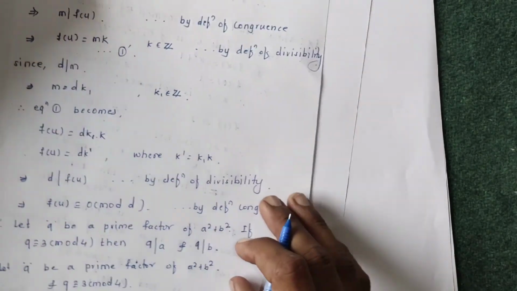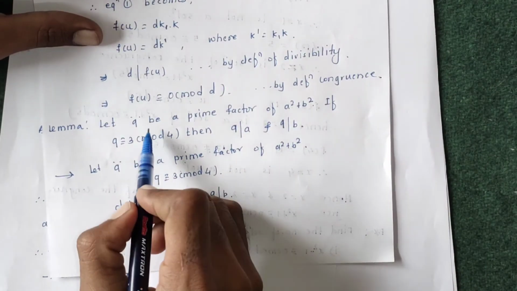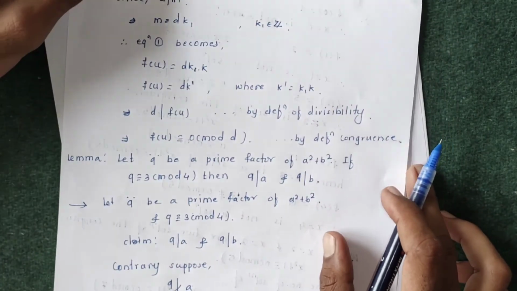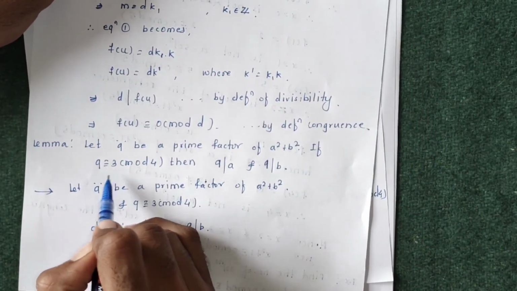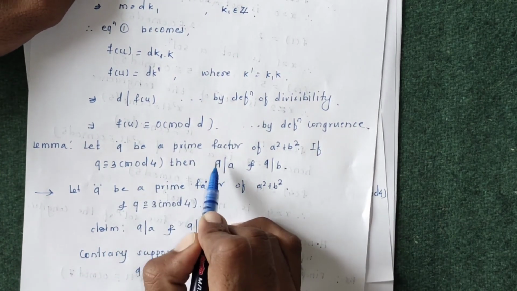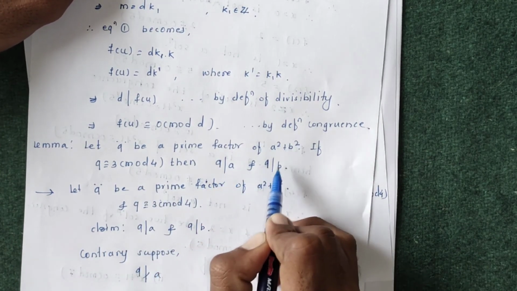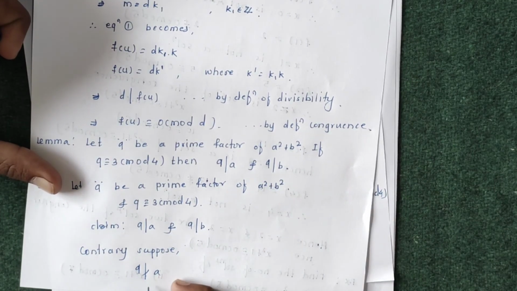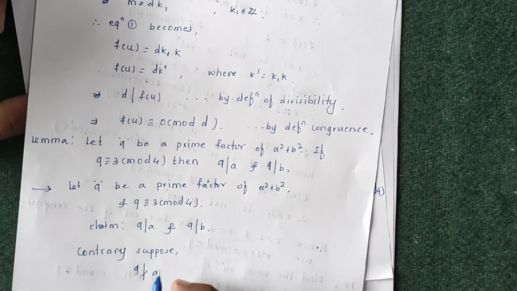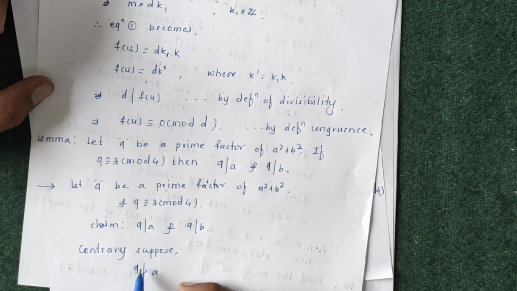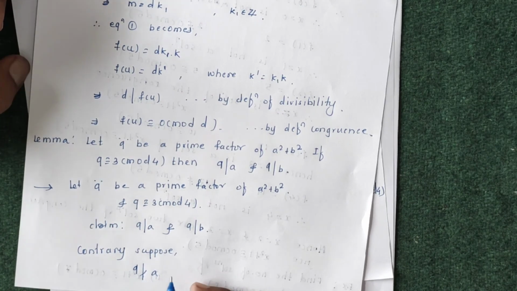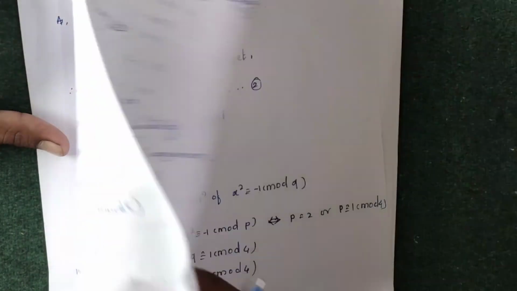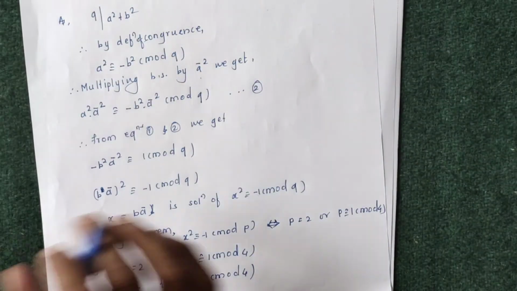In this lemma we have seen, if Q is a prime factor of A square plus B square and Q is congruent to 3 mod 4, then Q must divide A and B. To prove this, by contradiction we supposed Q doesn't divide A. Since Q is prime and Q doesn't divide A, these two are relatively prime, so their GCD is 1.